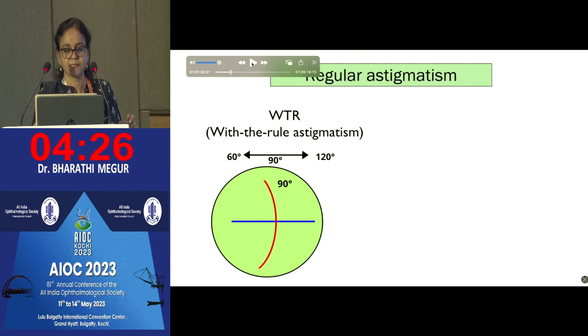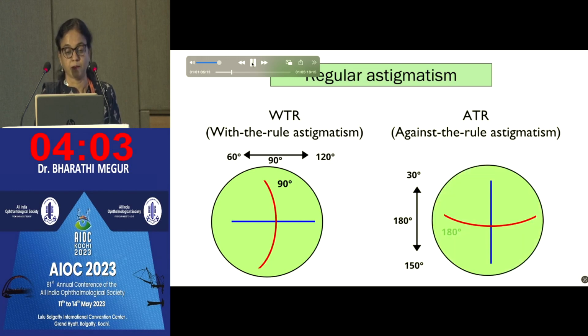So coming to certain simple aspects of astigmatism, or refreshing the astigmatism principles in our practice, we have regular astigmatism, which is the most common indication for using toric IOLs. Regular astigmatism can be with the rule or against the rule. In with the rule astigmatism, the steep axis is at 90 degrees. In against the rule astigmatism, the steep axis is at 180 degrees.